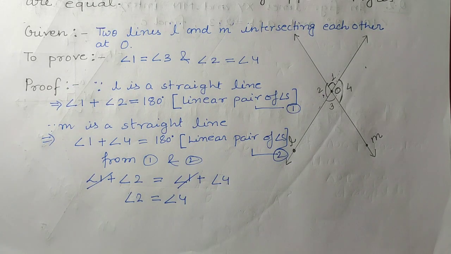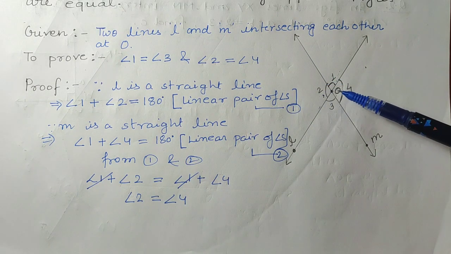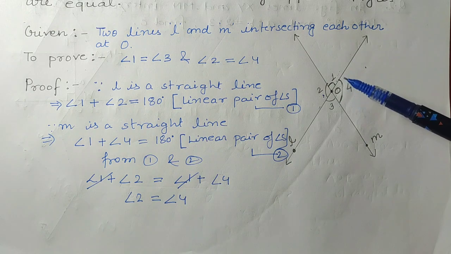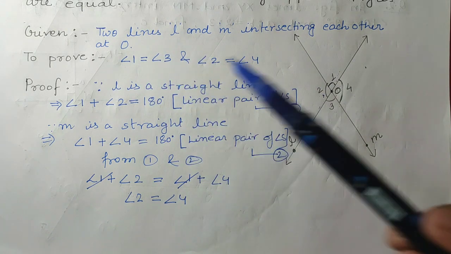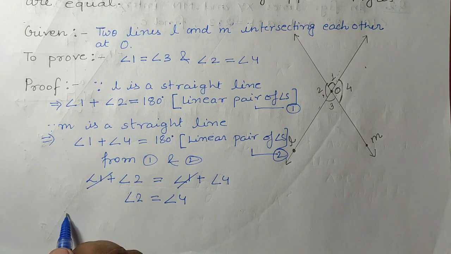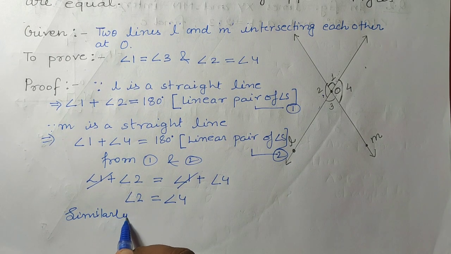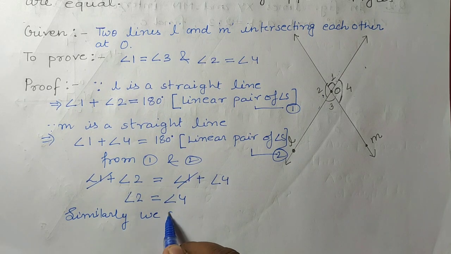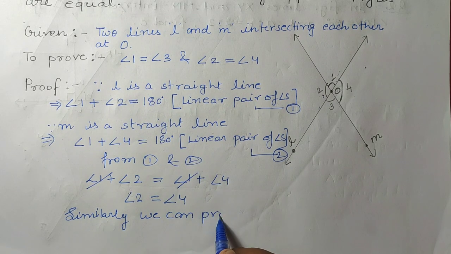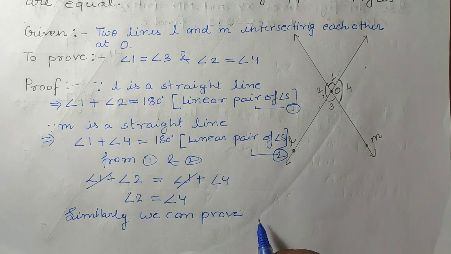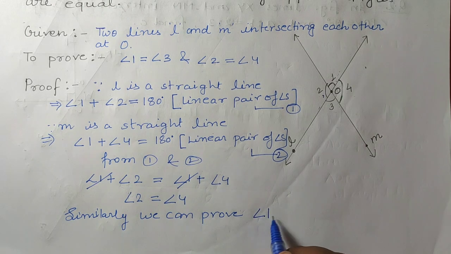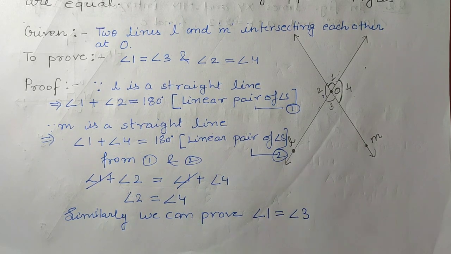So here we have proved one pair of vertically opposite angles, that is angle 2 is equal to angle 4. In the same manner we can prove that angle 1 is equal to angle 3. So here we will write that similarly we can prove angle 1 is equal to angle 3.